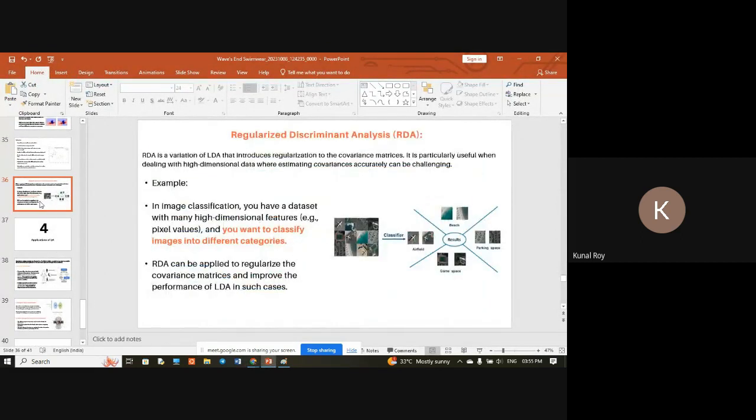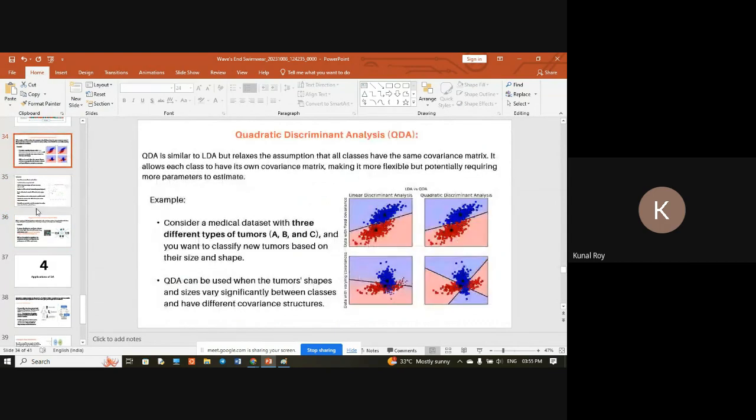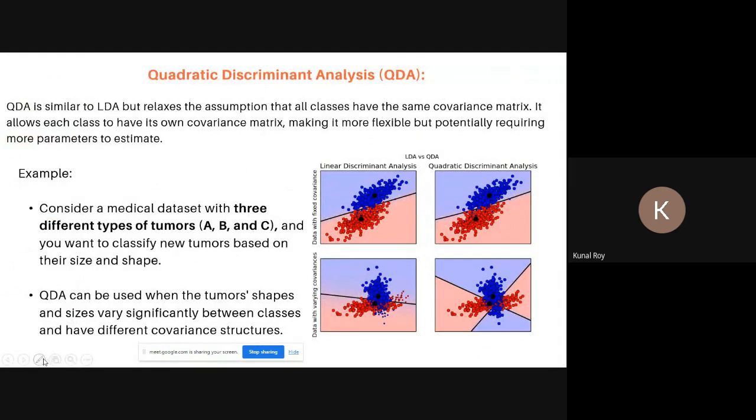Next is quadratic discriminant analysis. Quadratic discriminant analysis means we have more than two dependent variables. As we know, linear discriminant analysis has the same covariance matrix, and so does quadratic discriminant analysis.